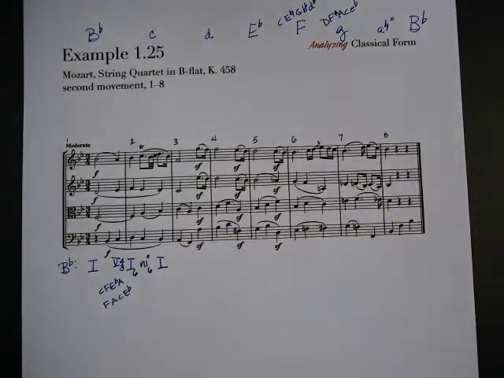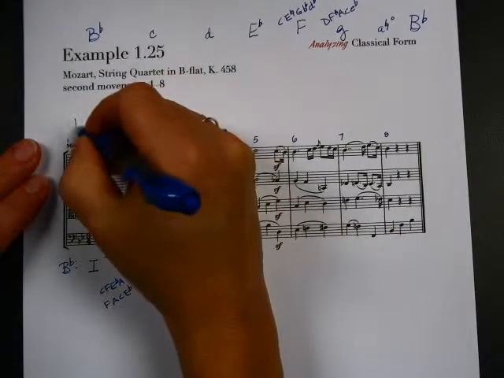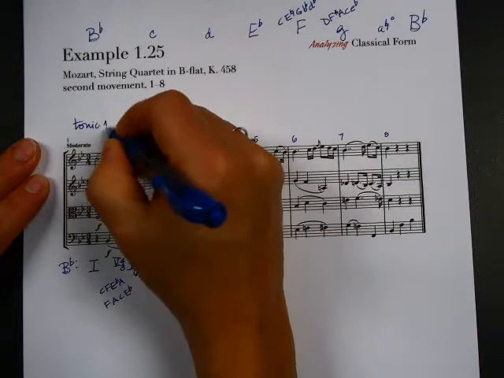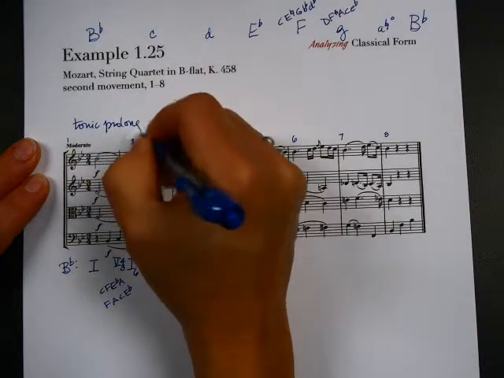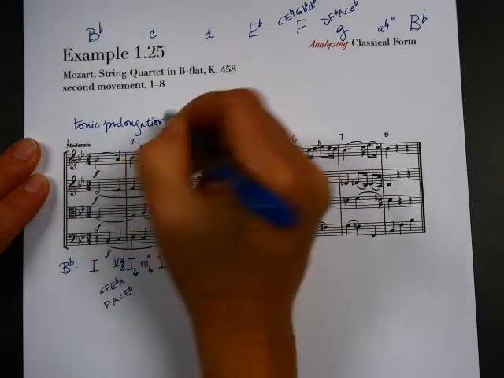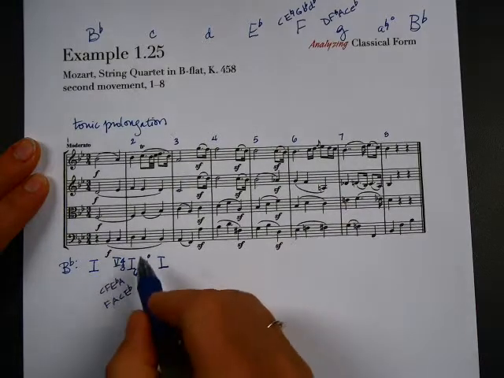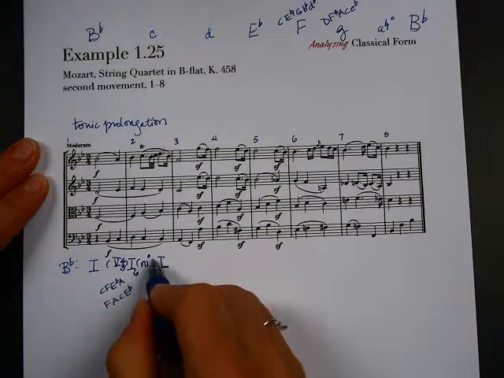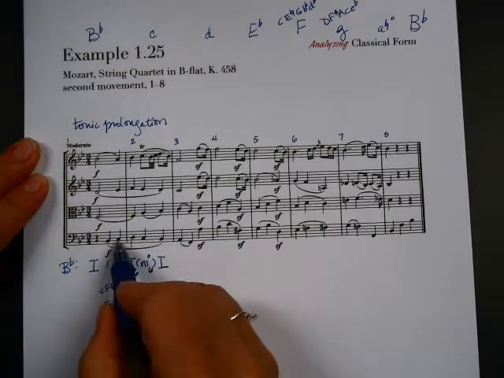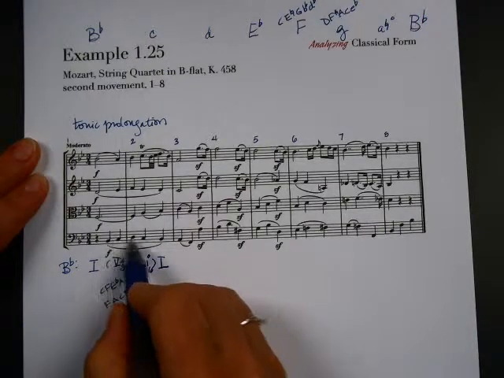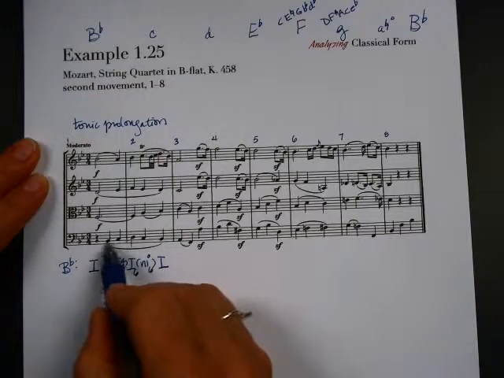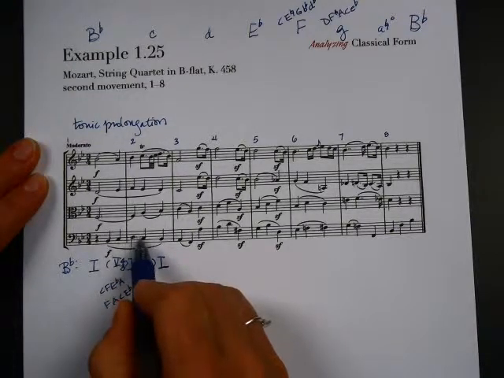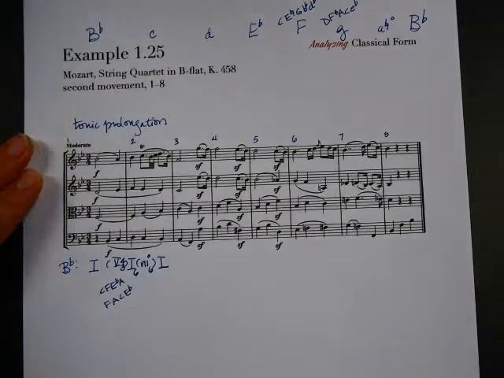So in measures 1 and 2, we have a tonic prolongation. The 5, 4, 3 and the 7 diminished 6 are passing chords. Notice that their bass note, C in both cases, are passing. B flat, C, D, C, B flat. So measures 1 and 2 are a tonic prolongation.